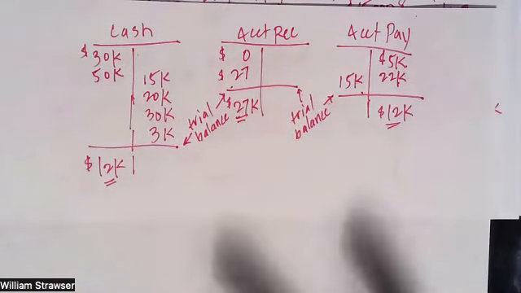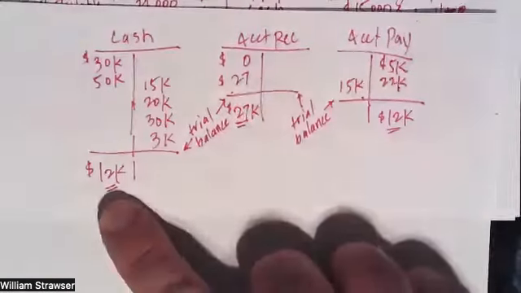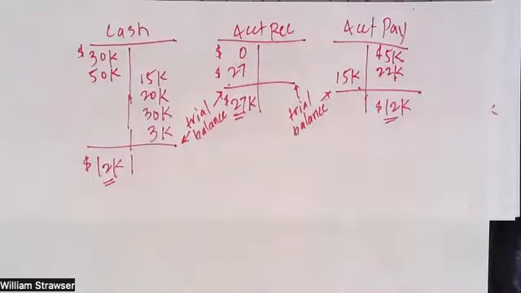Okay, so after we did that, right, we would do that for all the accounts. And then we take each of these balances and toss them into an unadjusted trial balance. So that is basically what I'm going to start with on that problem on Tuesday.